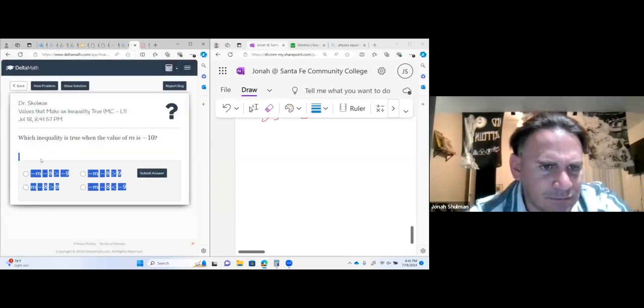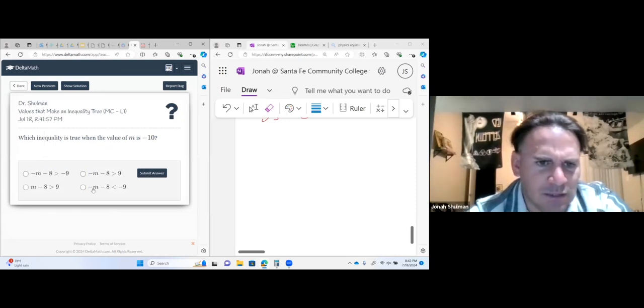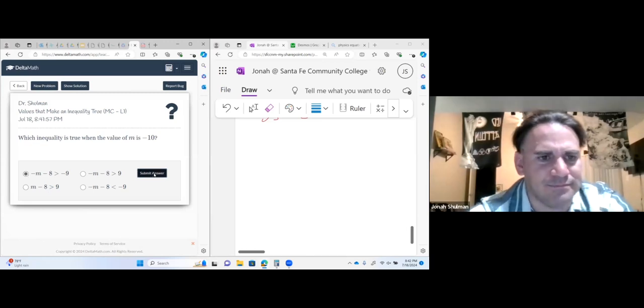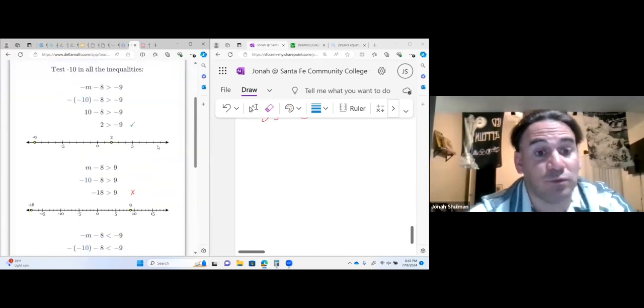M is negative 10. A negative 10. So 10 minus 8, nope. Negative 10 minus 8, nope. It's got to be this first one. I like how it's the last one I tried.